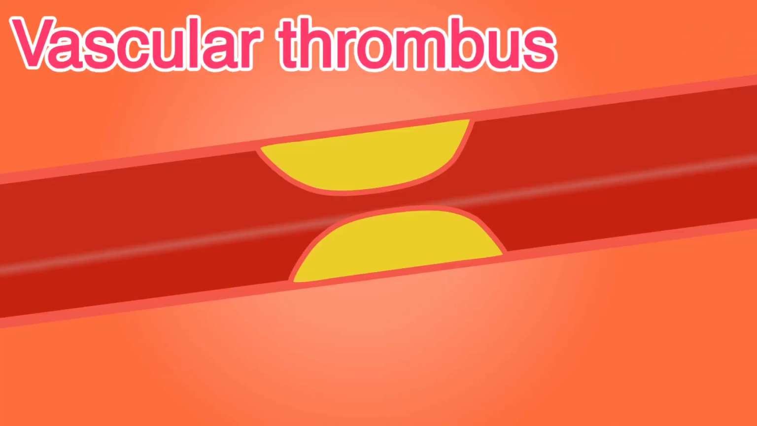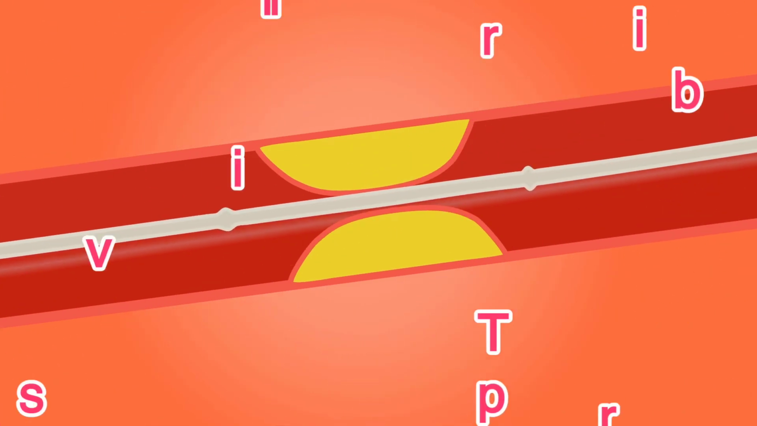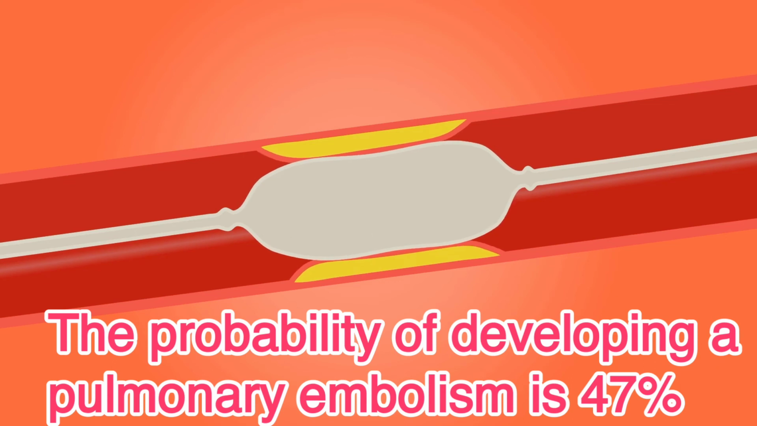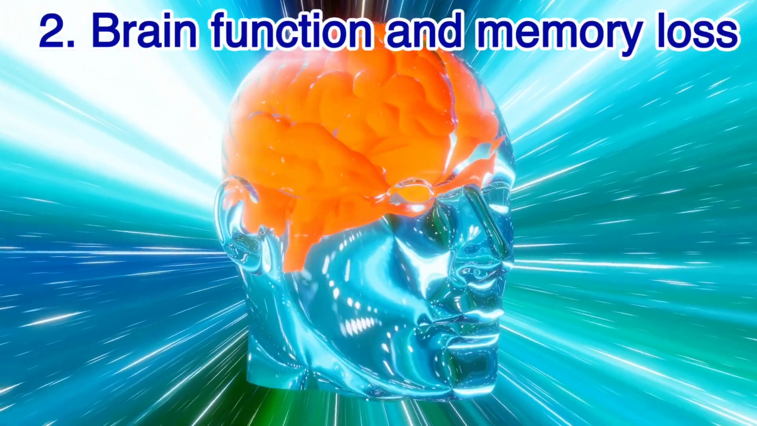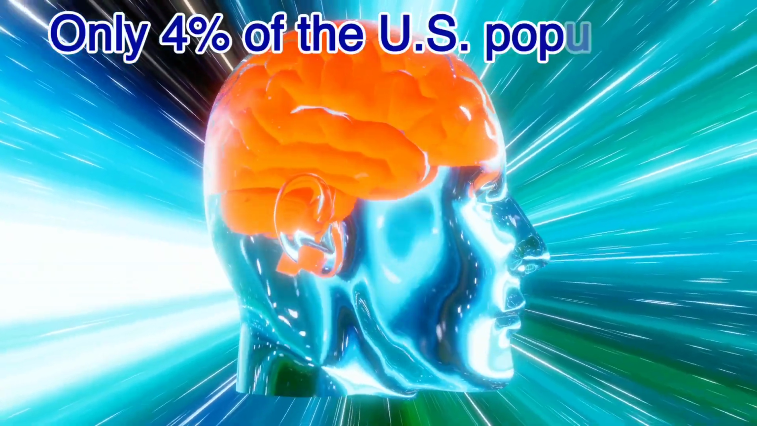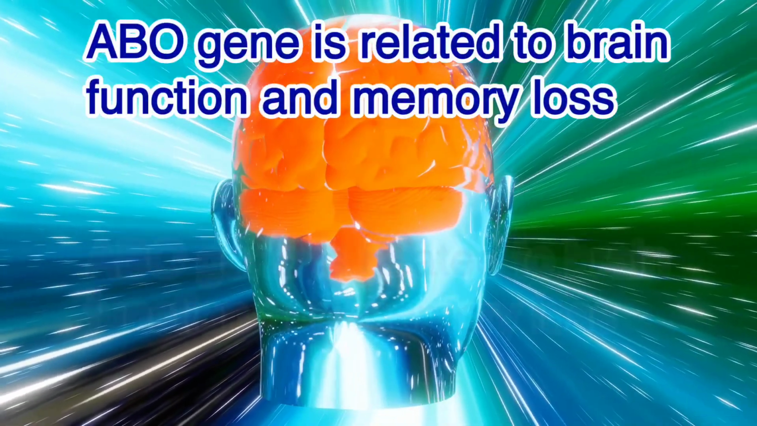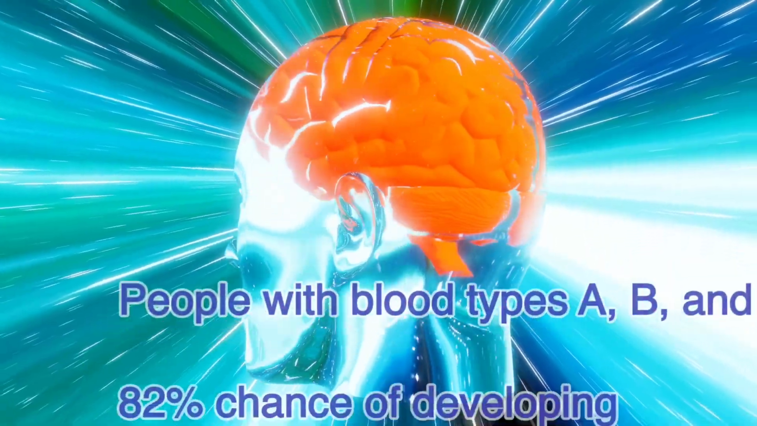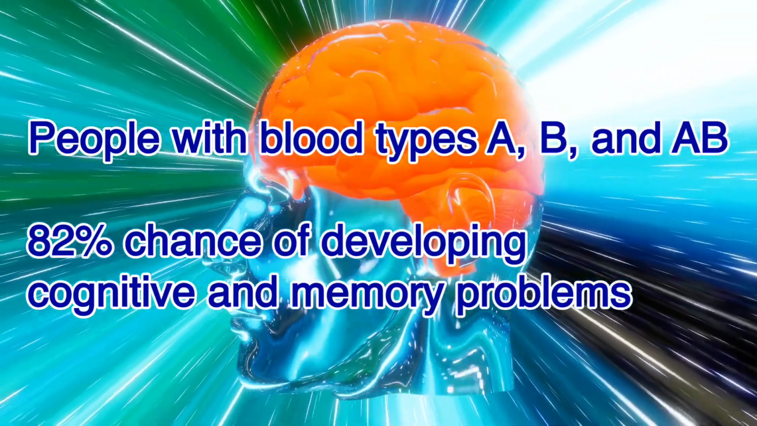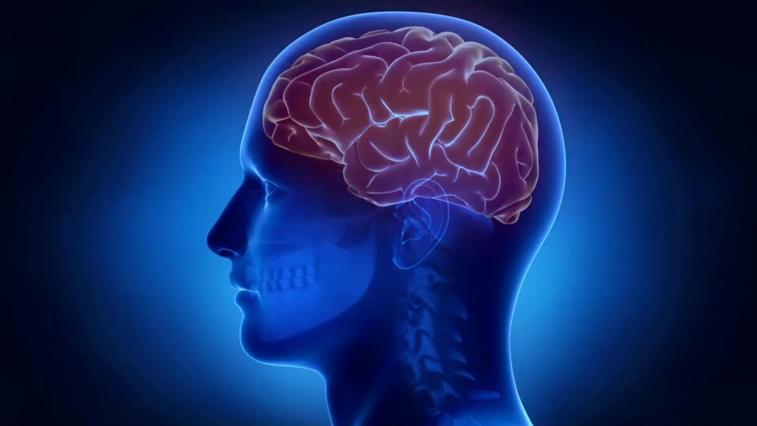Compared with type O blood patients, individuals with type A and B are 51% more likely to develop deep vein thrombosis, and 47% more likely to develop pulmonary embolism. Number 2. Brain function and memory loss. Only 4% of the US population has blood type AB, and the ABO gene is related to brain function and memory loss. Compared with type O, people with blood type A, B and AB are more likely to develop cognitive and memory problems up to 82%, which can cause dementia.